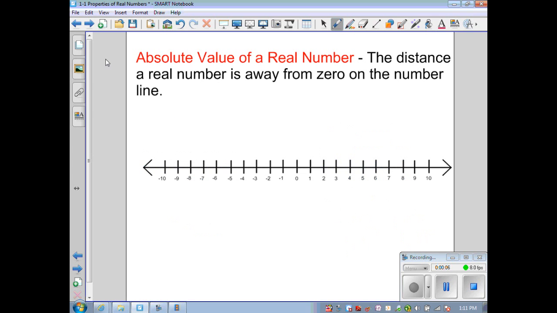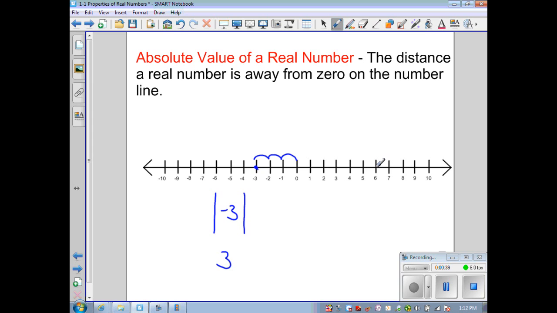Our last definition, absolute value of a real number, is the distance a real number is away from 0 on the number line. Therefore, if I would say we want the absolute value of a negative 3, we only want to know how many units away 3 is from 0. And the absolute value of negative 3, and this is the notation we use to represent it, how far away from 0 is a negative 3? It is 3 units away. Therefore, we don't care whether it's positive or negative. We just need to know the distance.